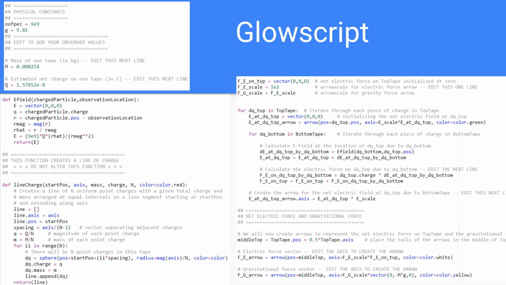This is the GlowScript model of the calculations I just described. You can see on the right, the orange arrow is the electric force, and the green arrow is the force of gravity. As you can see, both of those arrows are equal and opposite, so the top piece of tape was in equilibrium.